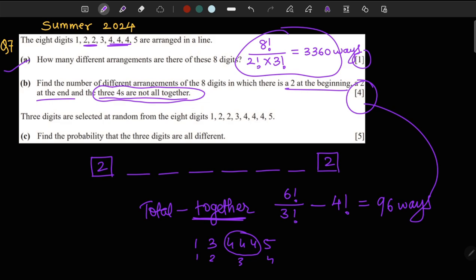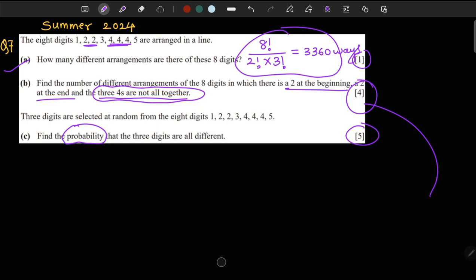Next one is a little trickier than this. This question is about finding the probability. Find the probability that when 3 digits are selected out of these 8, the 3 digits are all different. When the question is about probability, it is going to carry a little more marks than the normal permutation and combination, because here you have to find the ways for 3 marks, then the total ways for 1 mark, and then the probability for finally 1 mark. So that gives you a total of 5 marks. Let's see how to do this one.